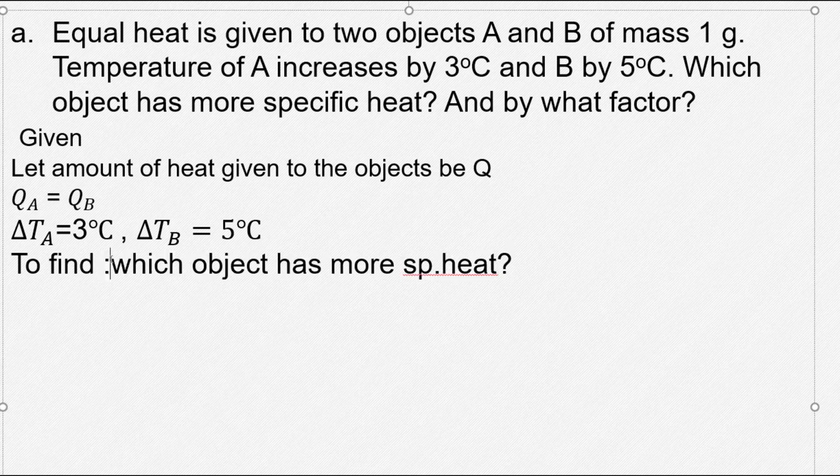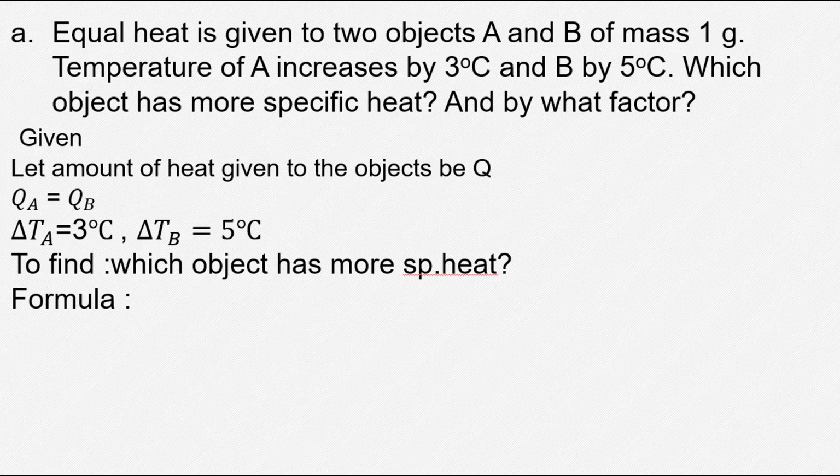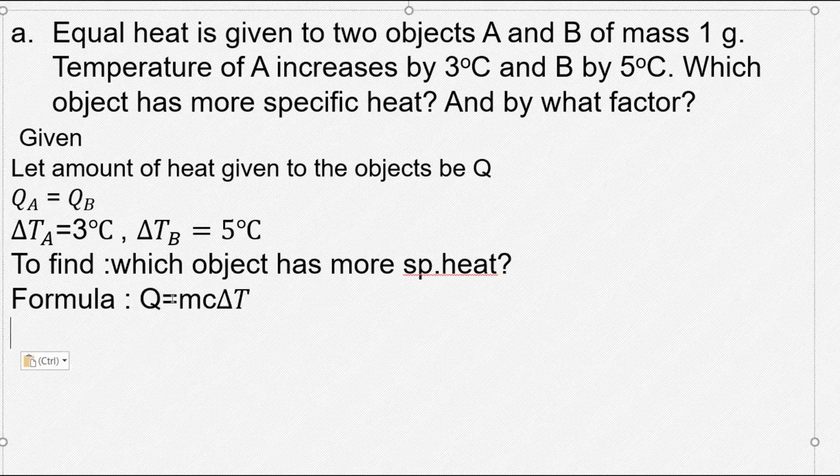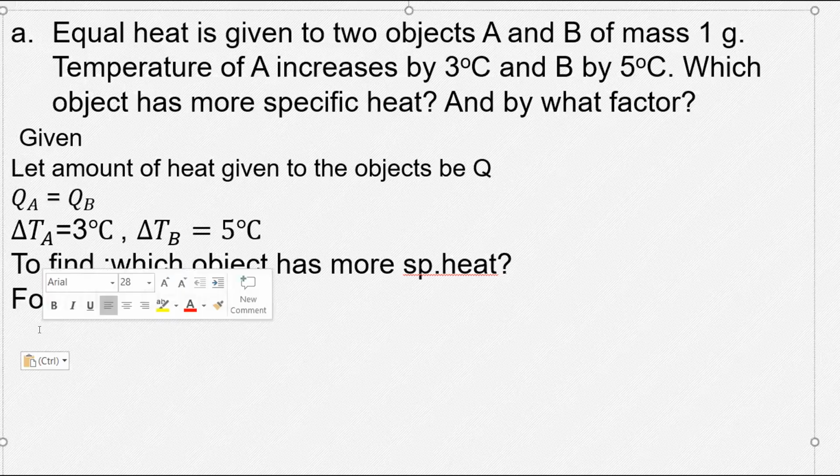If there is a change in temperature, we have to use the formula Q is equal to mc delta T. Now, for object A, we can write QA is equal to m CA delta TA, and for QB we can write m CB delta TB. So let us start with the solution.